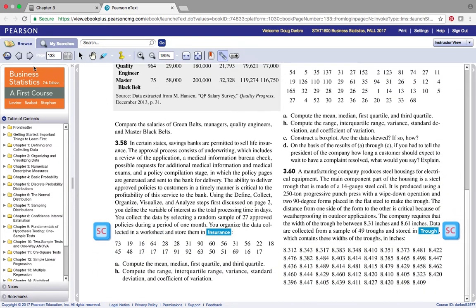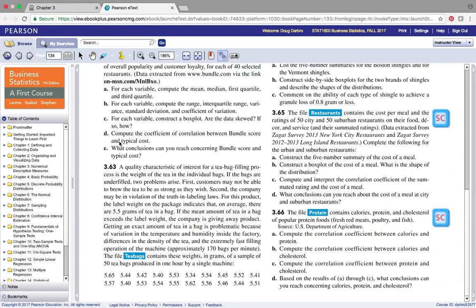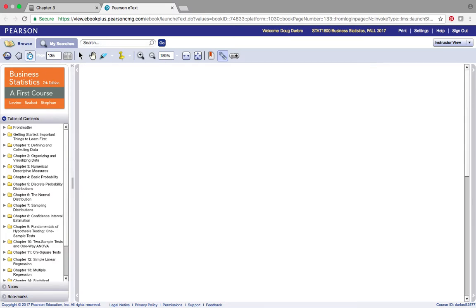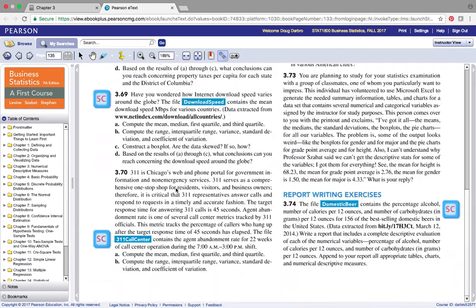So you can see I need to go to the next page, so I click this button. And again, I'm searching for 3.69, which is oddly about download speeds. I want to look at 3.69, 3.72, and 3.73 as a review of the things that we've been studying in the last 6 or 7 videos.